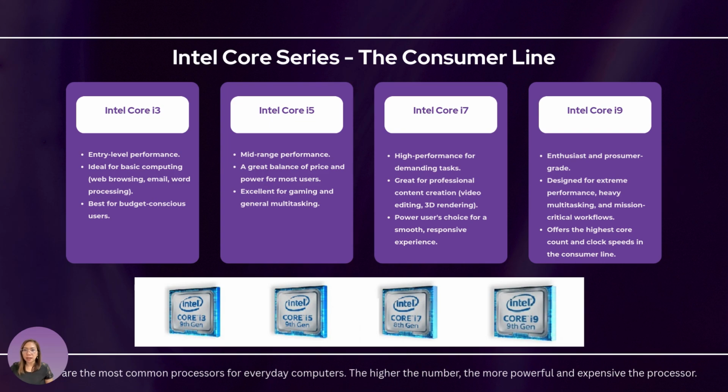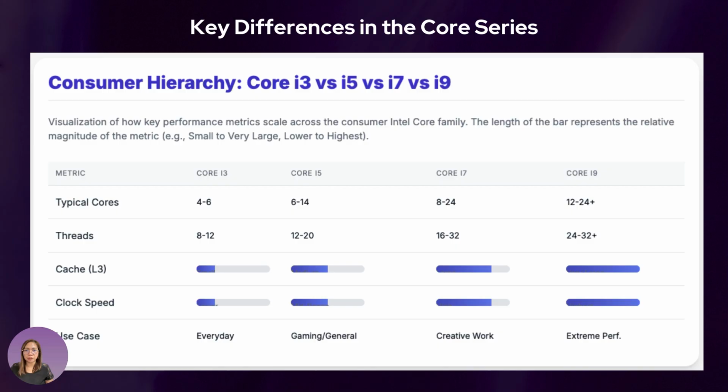And finally, we have the Intel Core i9. So, the Intel Core i9 is the enthusiast and prosumer grade processor. It is built for extreme performance, complex workflows, and what we call megatasking, running multiple demanding applications simultaneously. So i9 offers the absolute highest core count and clock speeds in the consumer line. So these processors are commonly used for everyday computers. Remember, the higher the number, the more powerful and expensive the processor.